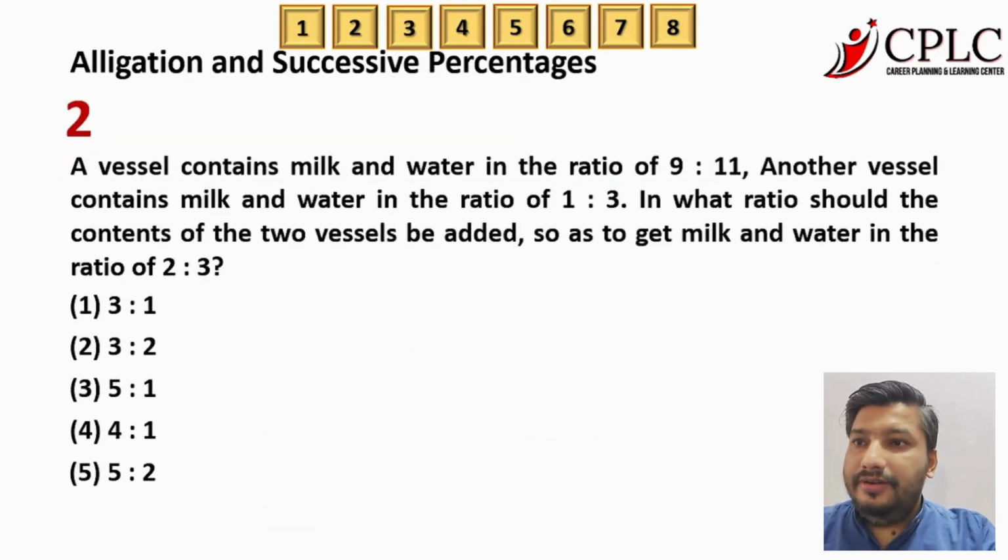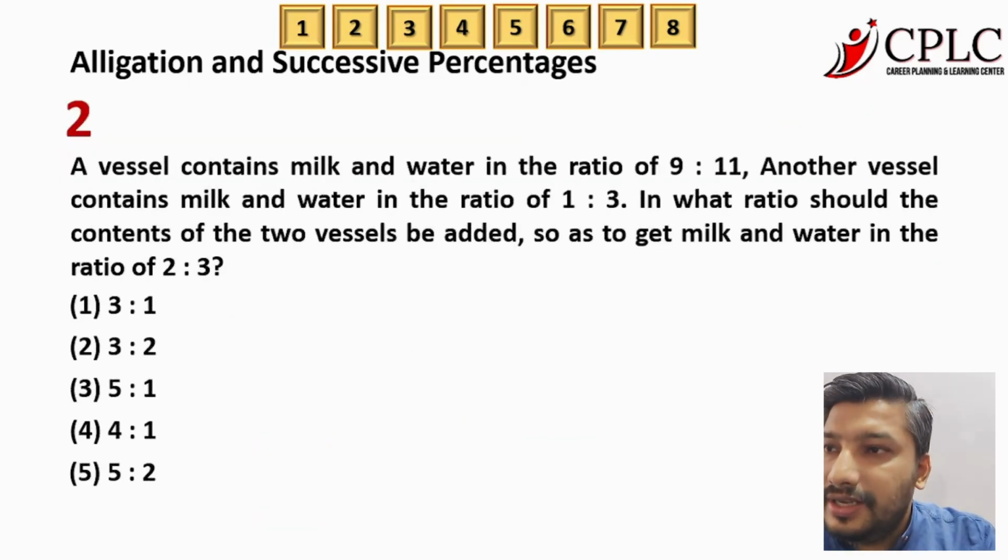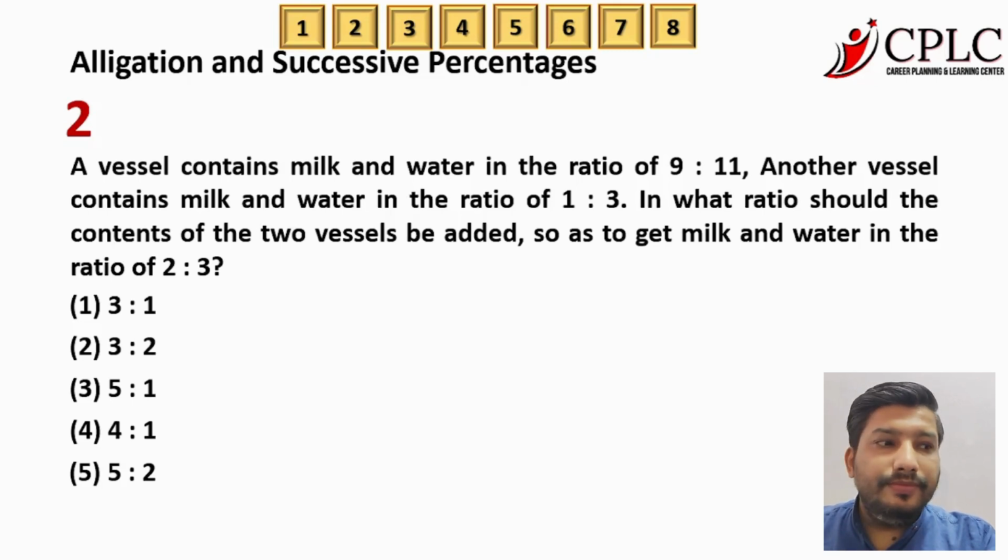Talking about the second one, which says a vessel contains milk and water in the ratio 9:11, and there is another vessel which also contains milk and water in the ratio 1:3. Then in what ratio the contents of these two vessels should be mixed or should be added so that we get milk and water in the ratio 2:3. Again we are supposed to find out the mixing ratio.